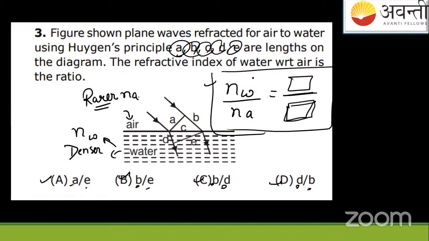Try to solve it. I'm giving you 2 minutes, and a hint: you have to use geometry. Use sine of the angle of incidence I and sine R, assume them, and then use Snell's law. This much hint is more than enough. Find the answer in terms of the letters A, B, C, D and the options. Your time starts now.